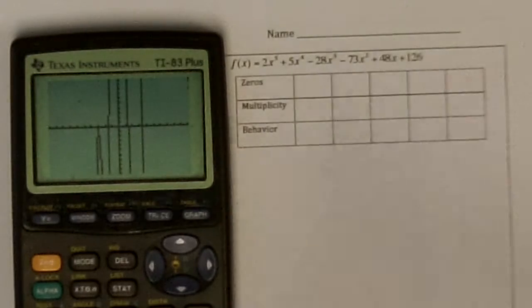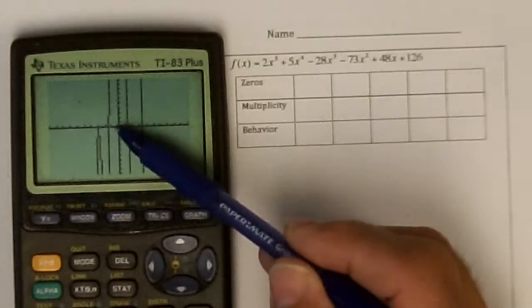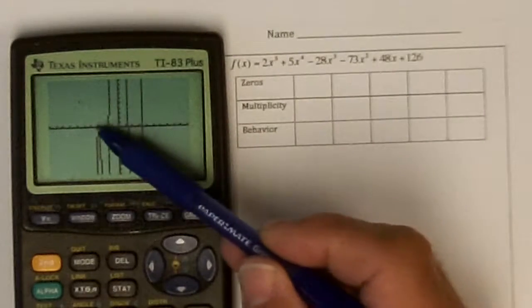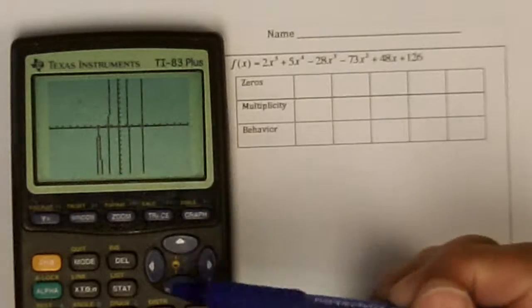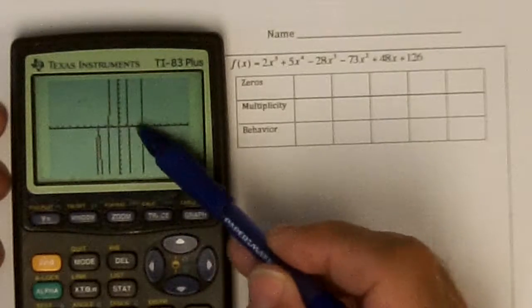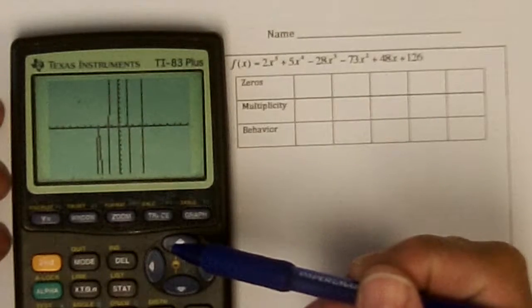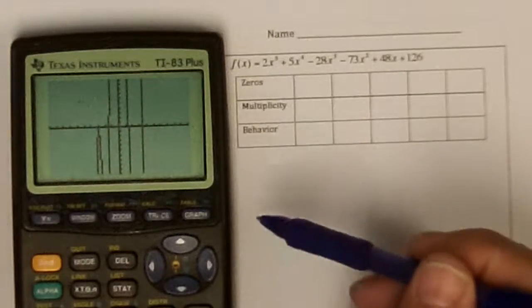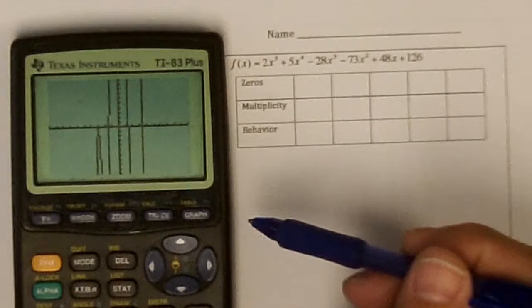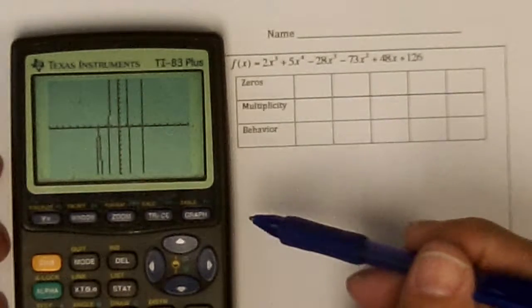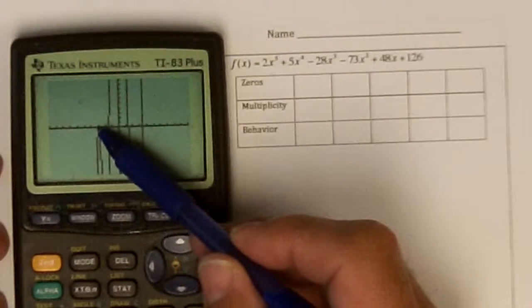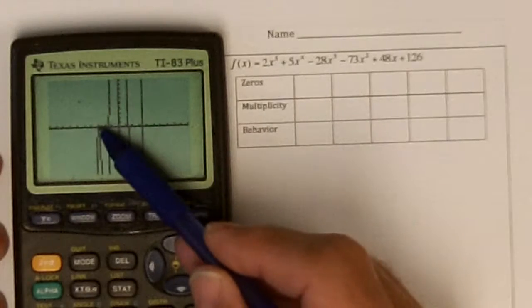So, I notice no hesitations on any of the 1, 2, 3, 4, 5 zeros. They're all real because I can see it hit all 5 places. And there's 5 of them because it's degree 5. So there's no imaginary ones in this one. The first one I notice is this bounce, and it looks like it's at negative 3.